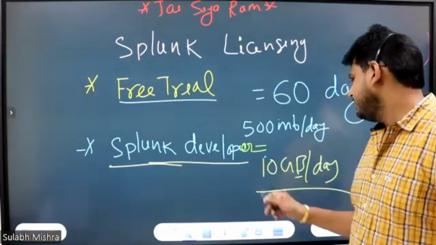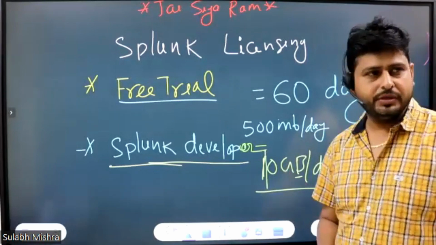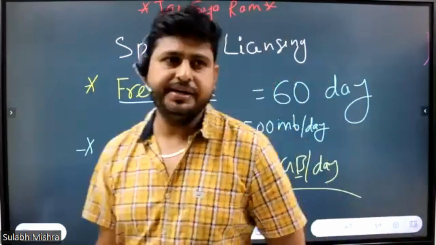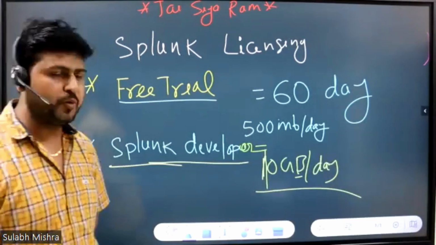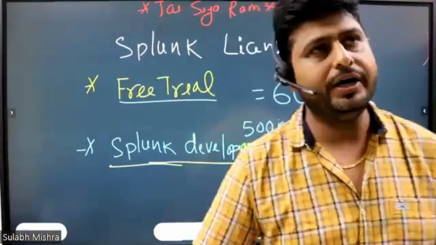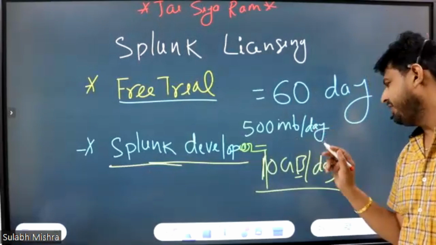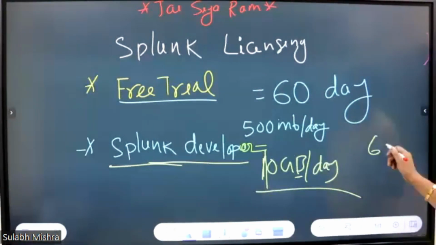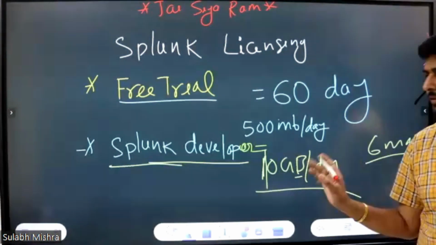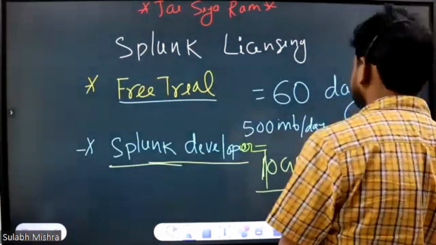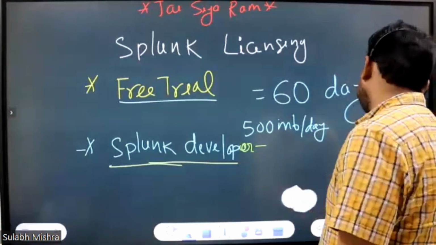The developer license is not 60 days, it is more. It can be for 6 months. It depends, they change the period from time to time. But when I downloaded it, I think 1 year back, it was for 6 months. Got it? Clear? Next license is the Splunk Enterprise license.